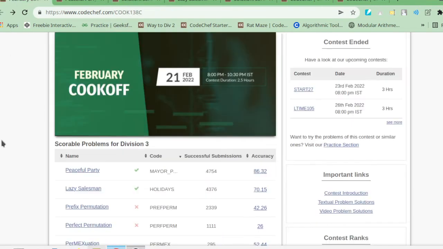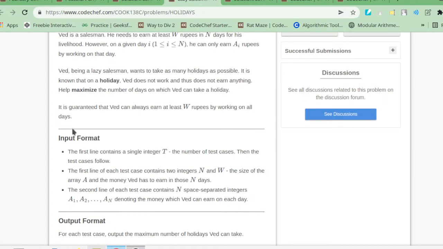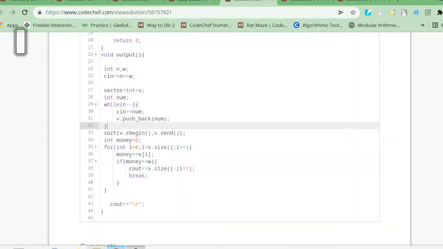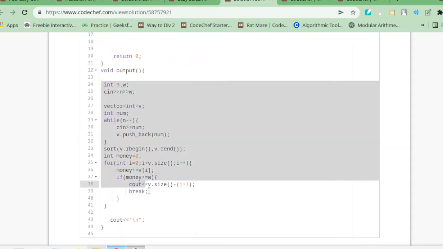The second question was Lazy Salesman, where we were required to output something around holidays. I hope you have read the question. So in this way we can do this question.